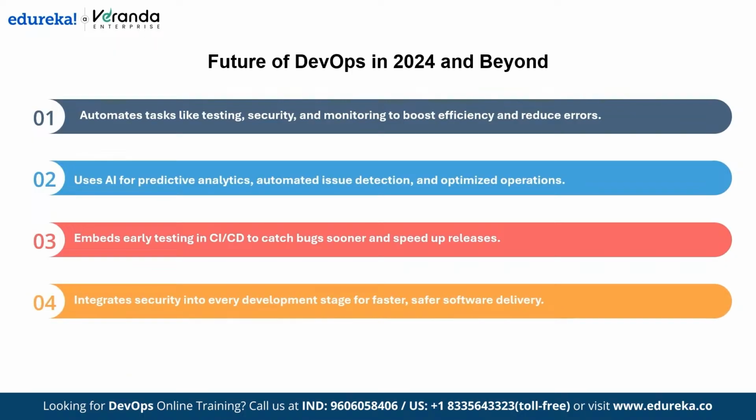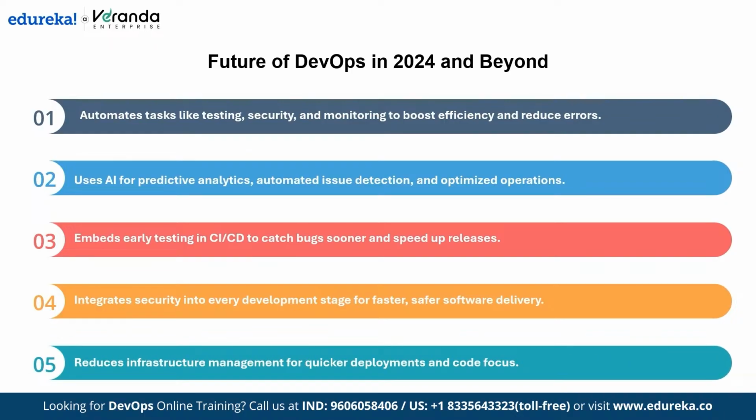Next, we have the DevSecOps. Security will be integrated at every stage of the development cycle, from planning to deployment. Using DevSecOps, this approach automates security checks and ensures that software is both fast and secure, addressing the growing need for secure software development.